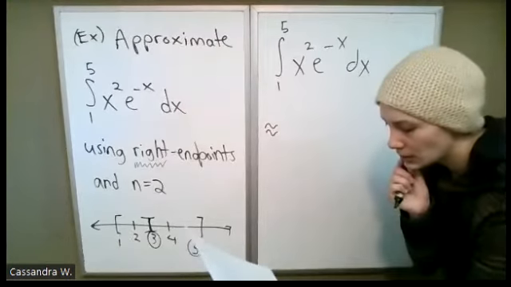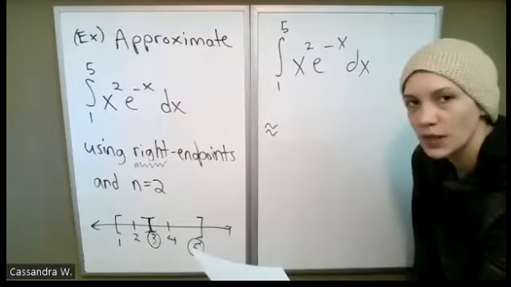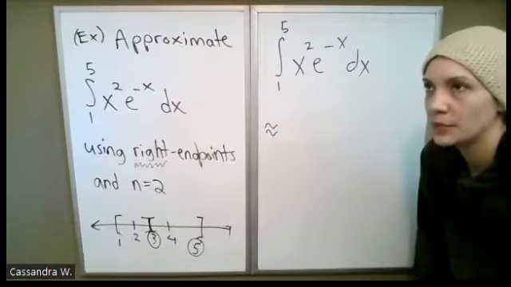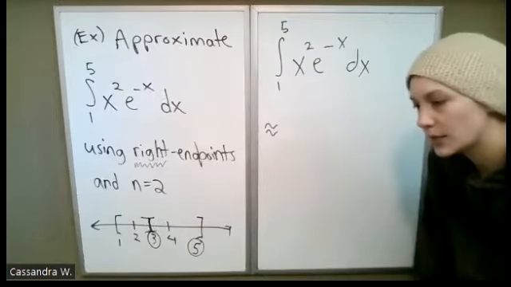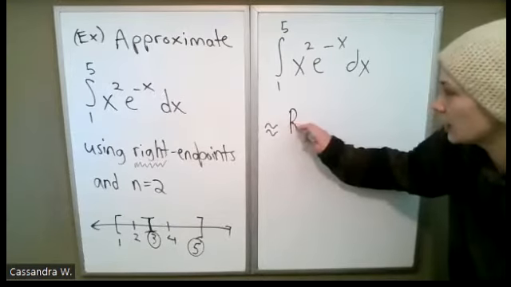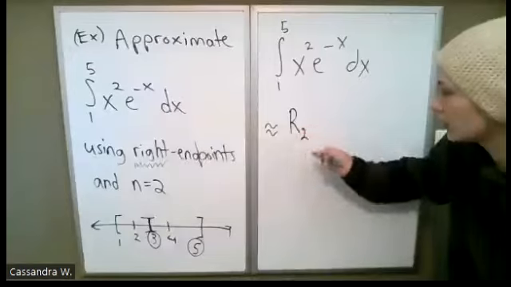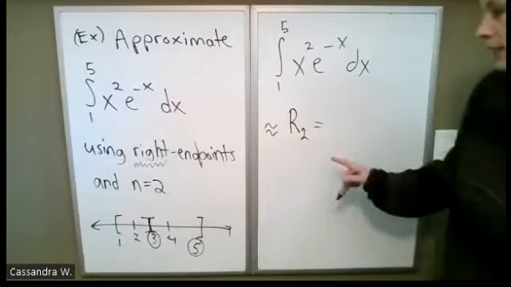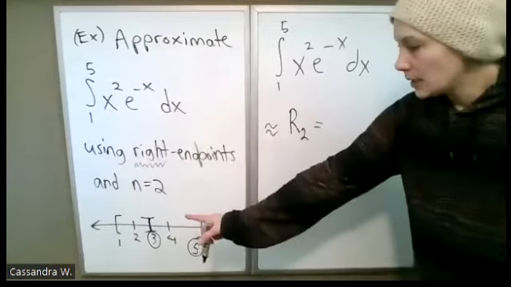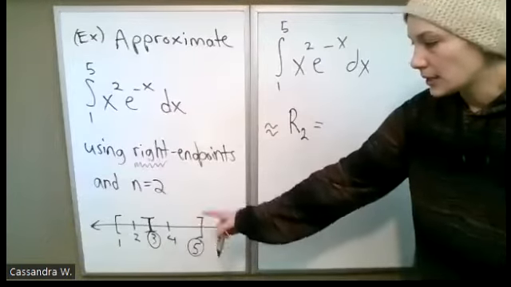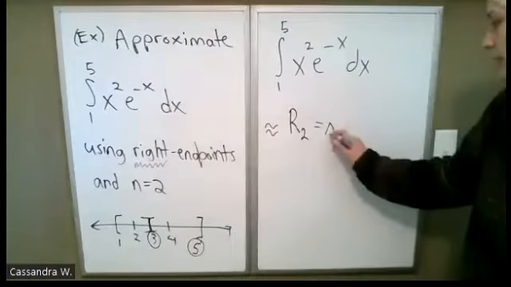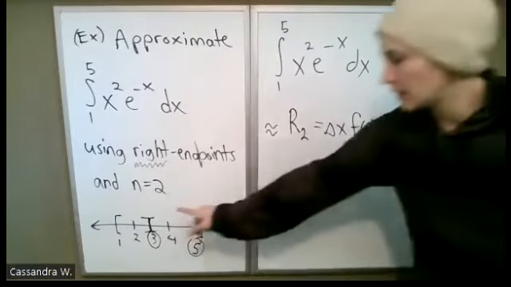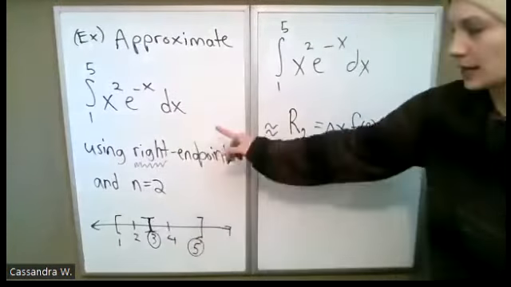So actually we're not, I didn't do a limit, I just did the rectangles. So the sum of the approximating rectangles using right endpoints was R sub n, or R sub 2. And that would be delta x times f of 3 plus this with delta x times f of 5, wherever that goes.